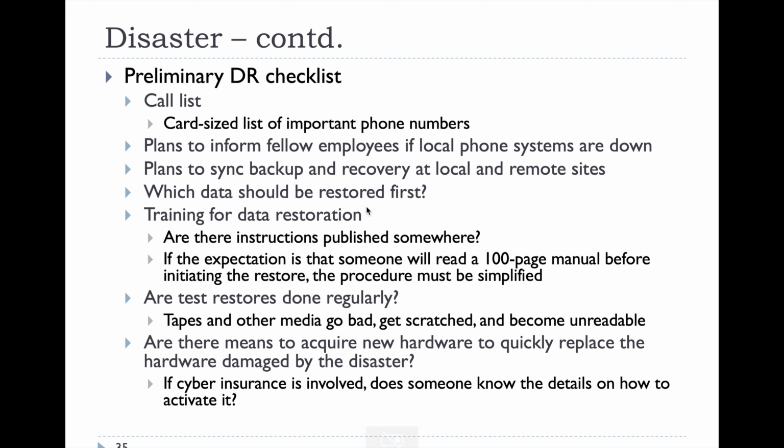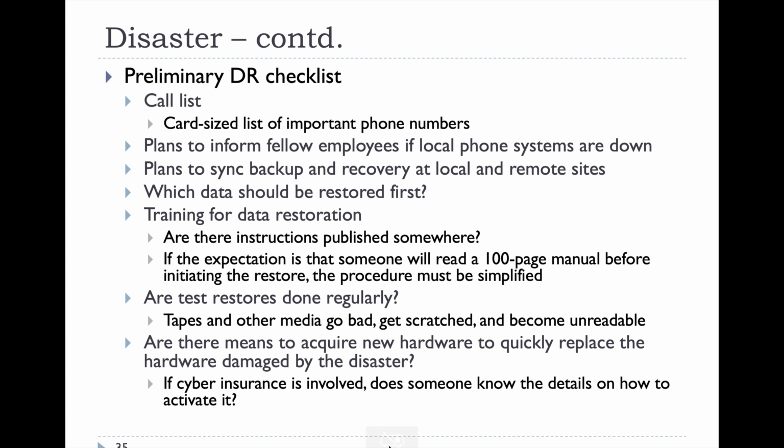Training for data restoration. Are there instructions published somewhere for data restoration? Do we know how to restore data? Or do we have to read a 100-page manual? And we also need to run tests for the restoration. For example, tapes and other media can go bad, can be scratched, and can become unreadable. So we have to do those tests to ensure that our backups are actually going to work when we reuse them.